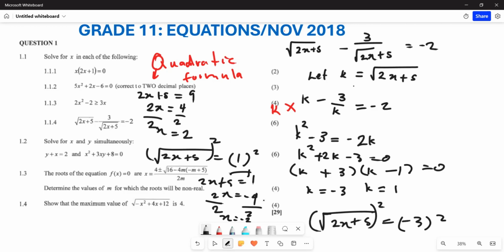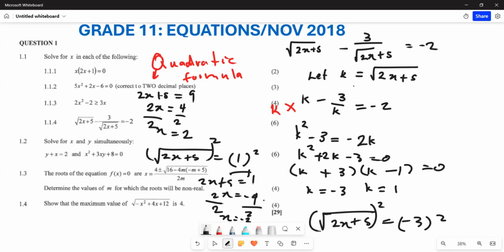Now that you found out that your x is positive 2 and -2, you are going to check for your solution here. What is it that you're going to check from here? Your square root of 2x plus 5 is equal to -3. When you're checking, basically when you are plugging in your values.